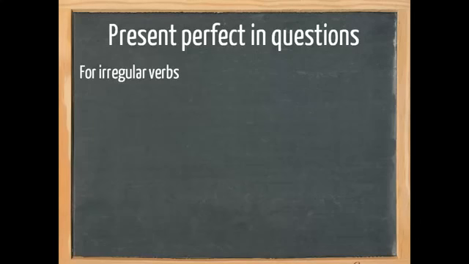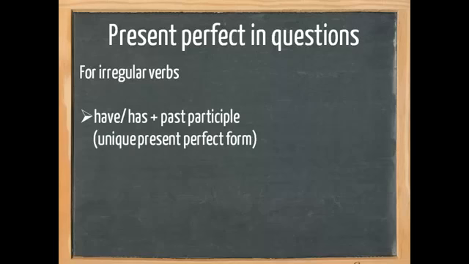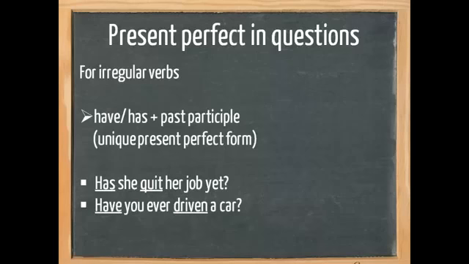For the irregular verbs, we also use the auxiliary verb to have and the past participle, but now the unique present perfect form. For example, has she quit her job yet? Have you ever driven a car? Have they ever paid for dinner?